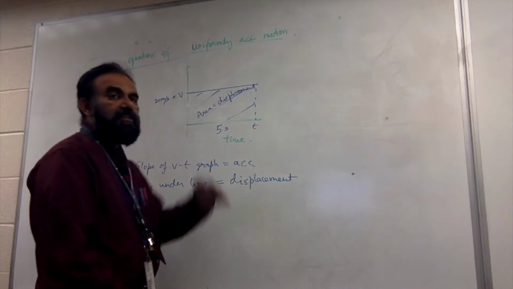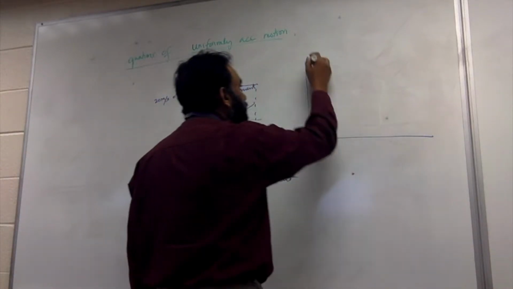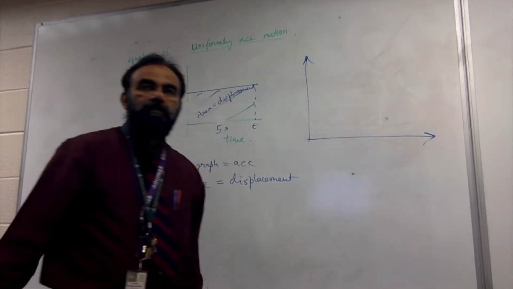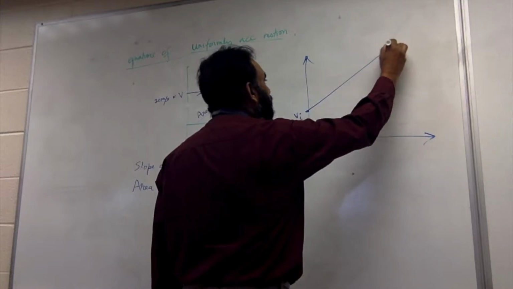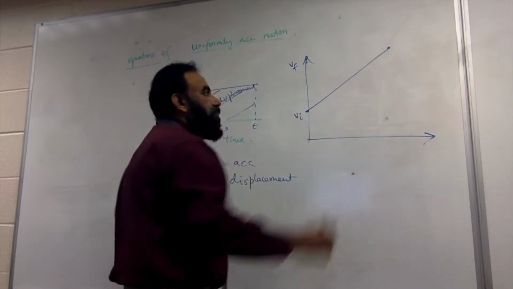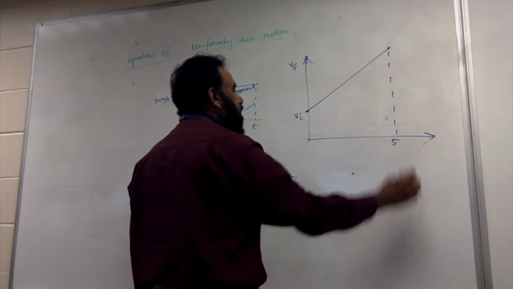Now, what if it is not zero acceleration? So suppose you have a line like this. Suppose you have a line starting with initial velocity Vi and it goes on till Vf in a time of 5 seconds.